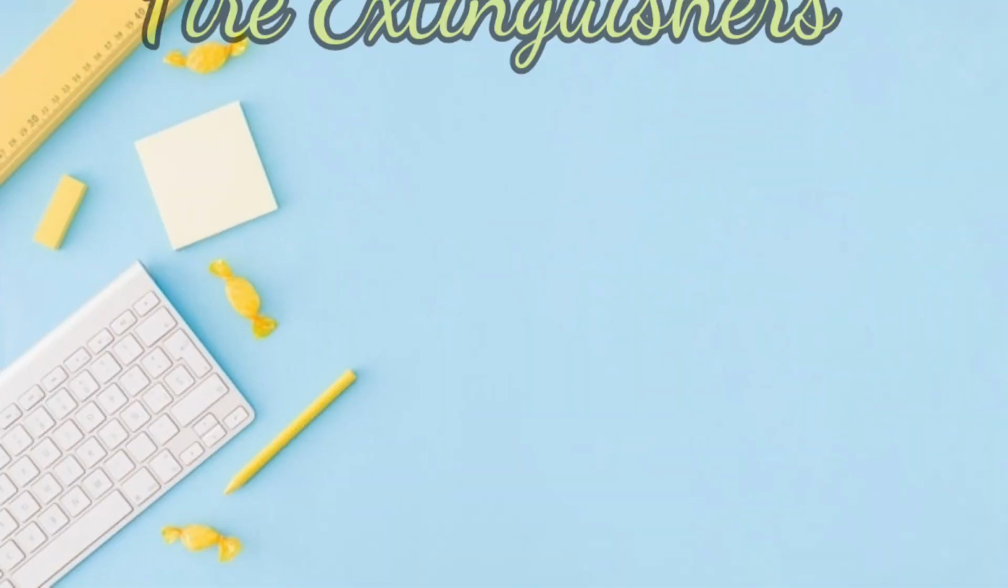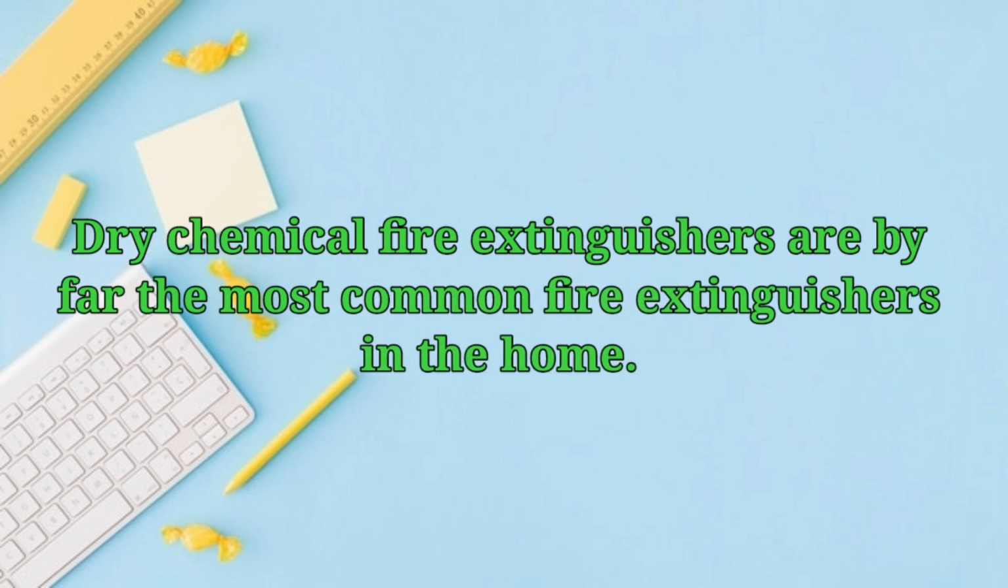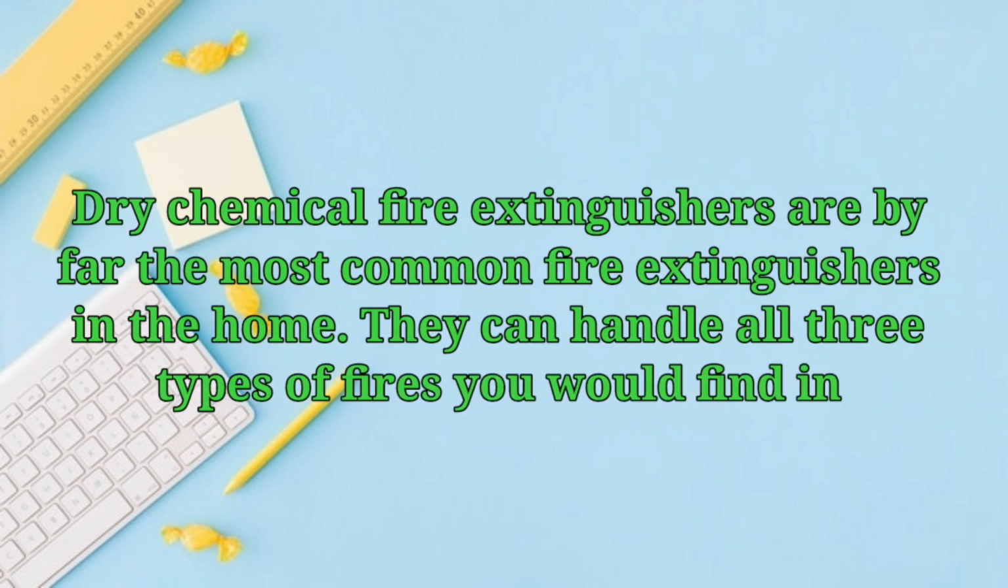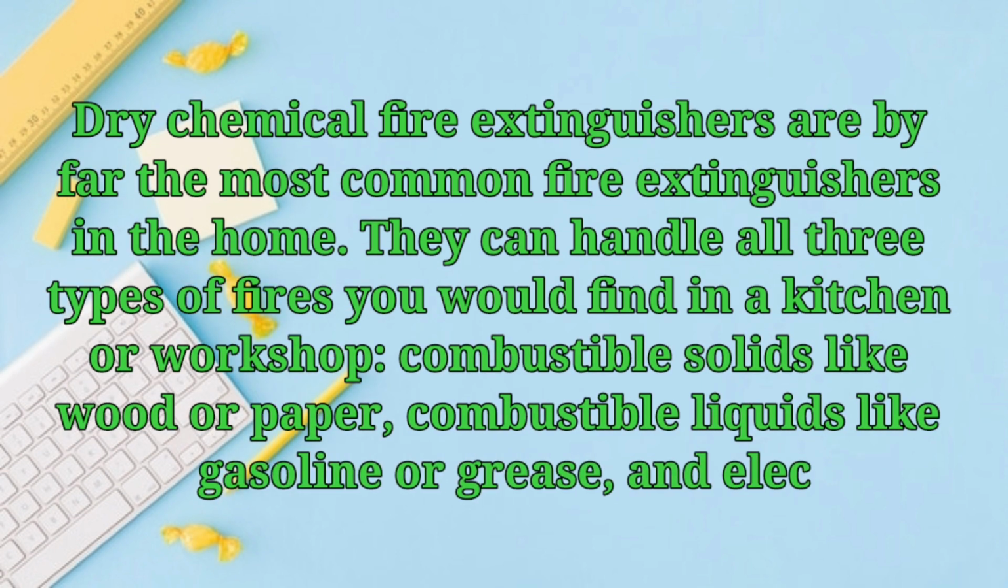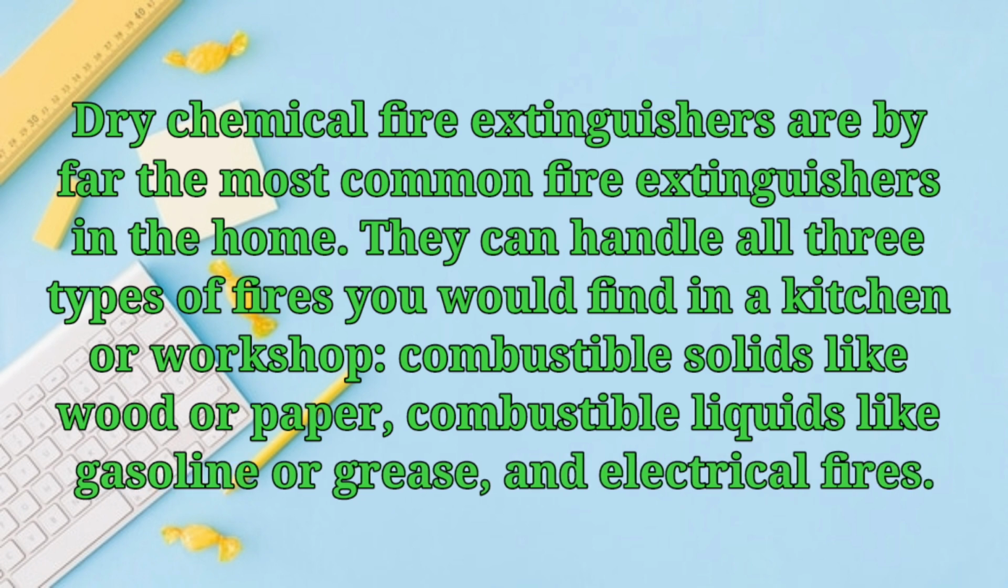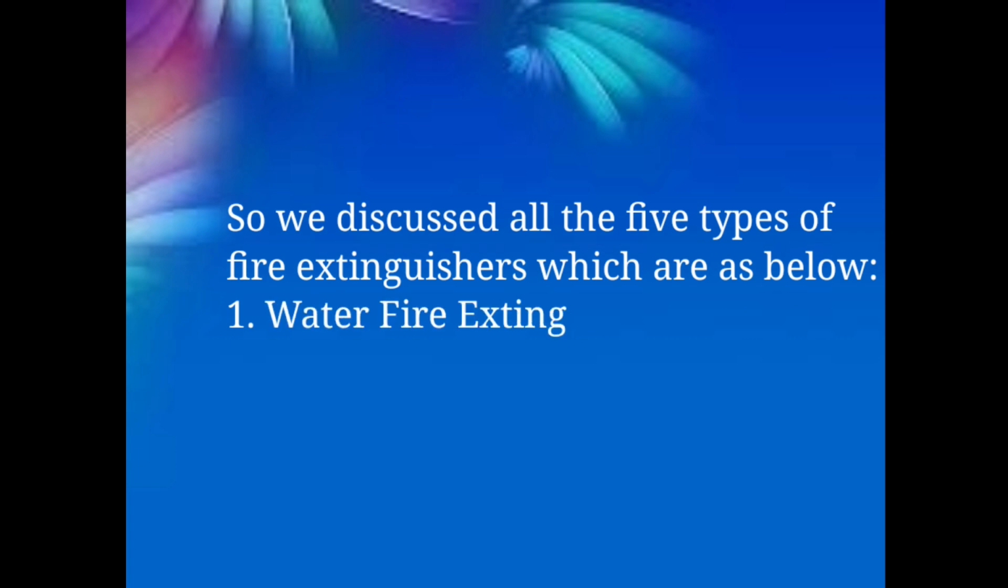So let's see type number 5. Type number 5 is dry chemical fire extinguisher. Dry chemical fire extinguishers are by far the most common fire extinguishers in the home. They can handle all 3 types of fires you would find in a kitchen or workshop: combustible solids like wood or paper, combustible liquids like gasoline or grease, and electrical fires. This type of dry chemical fire extinguisher is mostly used in homes, especially in the kitchen where there is a risk of fire.